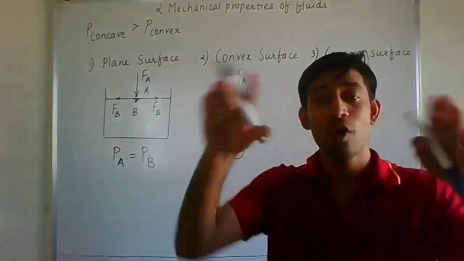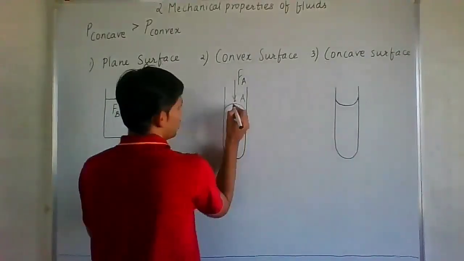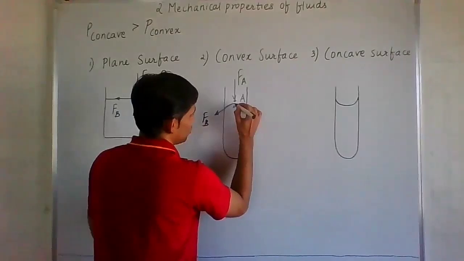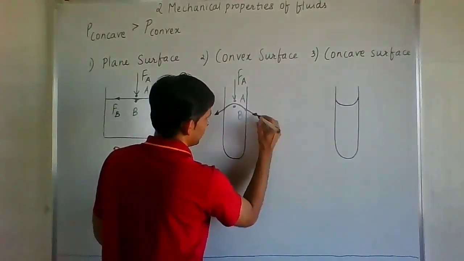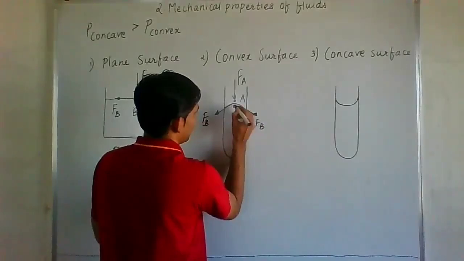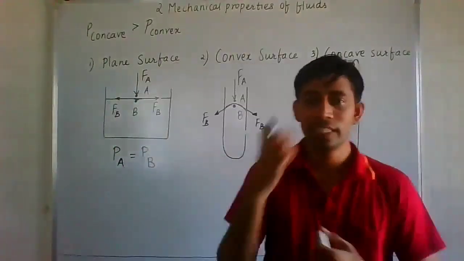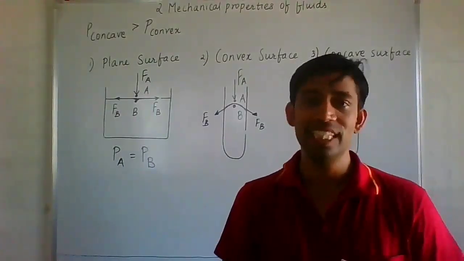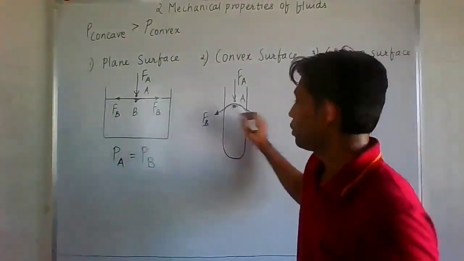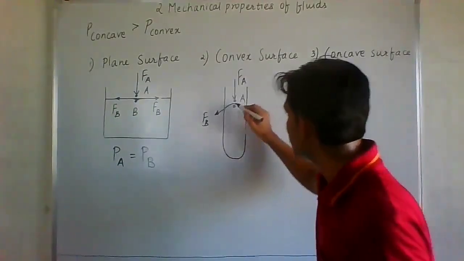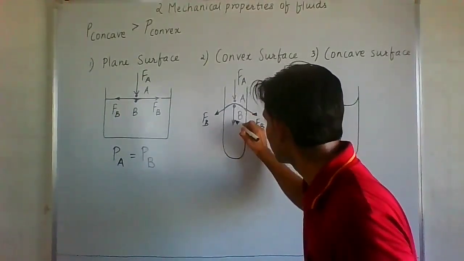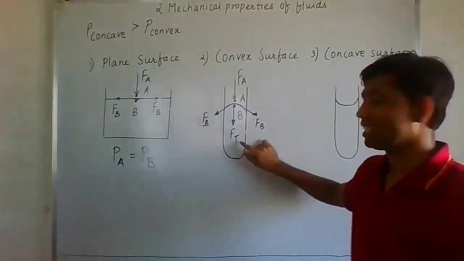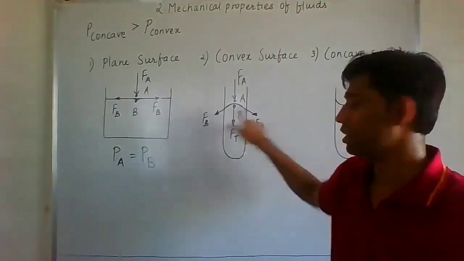It has formed a convex meniscus. So force B will be something like this, FB. Here also the forces will be something like this, FB, trying to pull it down. Is it understood? Now, if I want to draw a resultant of these two forces, it will come something like this, Ft. This is the resultant force of these two.